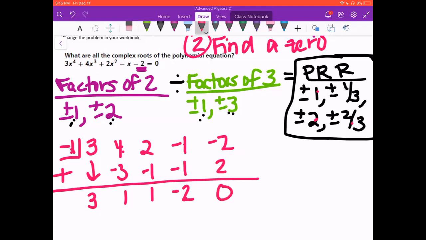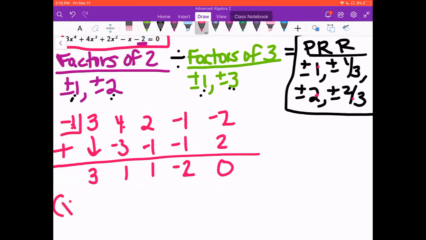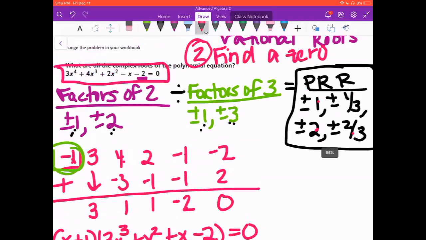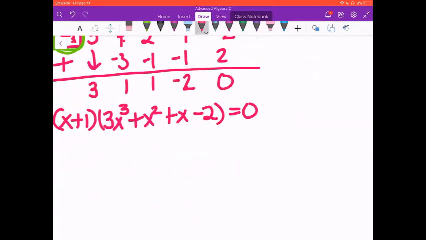So that means, so far, I can say that this factors into x plus 1, because remember, it's the opposite of this number, x plus 1 times 3x to the third plus x squared plus x minus 2 equals 0. And so this is now this equation right there. All right, so I have factored it a little bit. I'm trying to solve for x, haven't factored it completely.